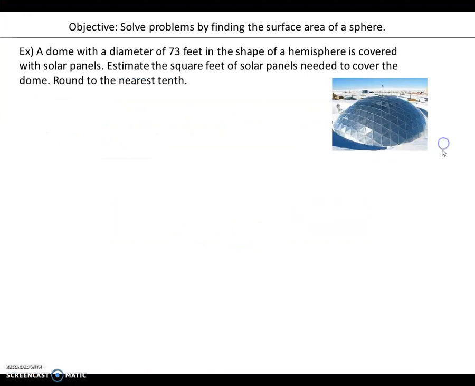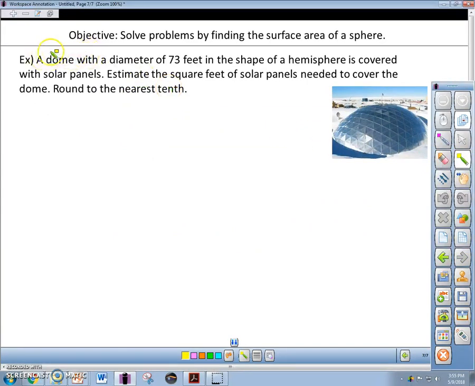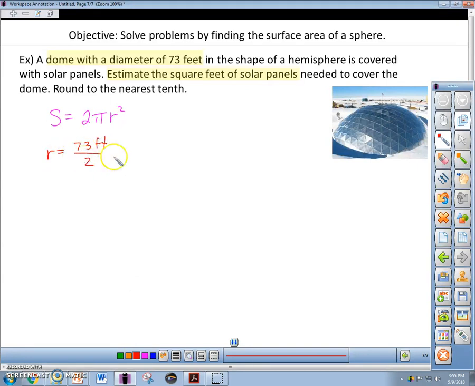So here in this problem, we are looking at a dome that has a diameter of 73 feet. It's in the shape of a hemisphere, and it's covered with solar panels. We want to estimate the square feet of solar panels. What we have to understand is that the solar panels wouldn't be on the bottom of the dome because that's not going to see the sun. So this would be surface area of just 2 pi r squared. And our radius would be half of our 73 feet diameter. So this gives us 36.5 feet.